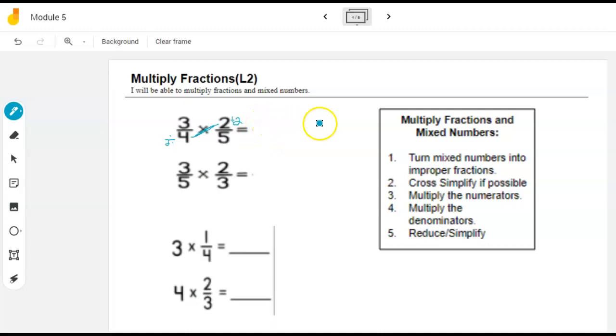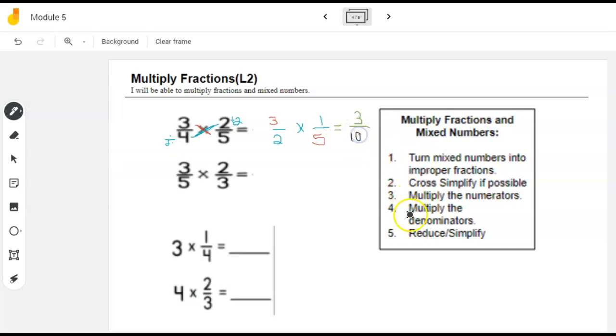Okay, so 2 divided by 2 is 1, and 4 divided by 2 is 2. Then we check the other sides. 3 and 5, they can't both be divided by the same thing, so we're going to have 3 and 5. Then we are going to multiply. We're multiplying the numerators, so the top, which is 3. And then we're going to multiply the denominators, which is 10.